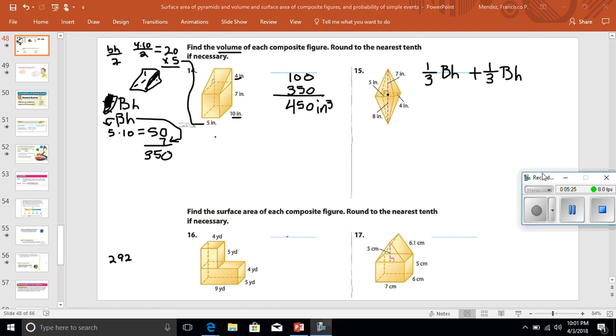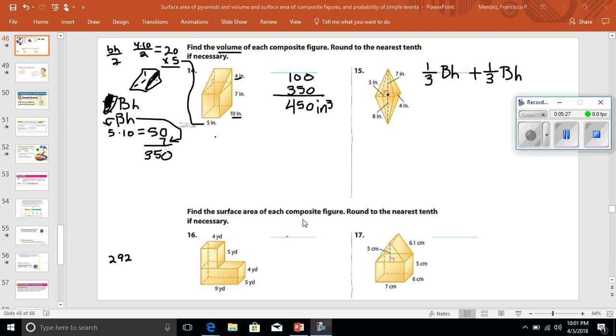Let's go ahead and do number 16. Number 16 is calling for us to find the surface area. This time I'm only concerned with the area that's on the outside. I'm not trying to find out what makes up the inside. I'm dealing with a two-dimensional object this time. All right, so let's see here. We've got 4 yards and 5 yards. And now how would I find out what this is?